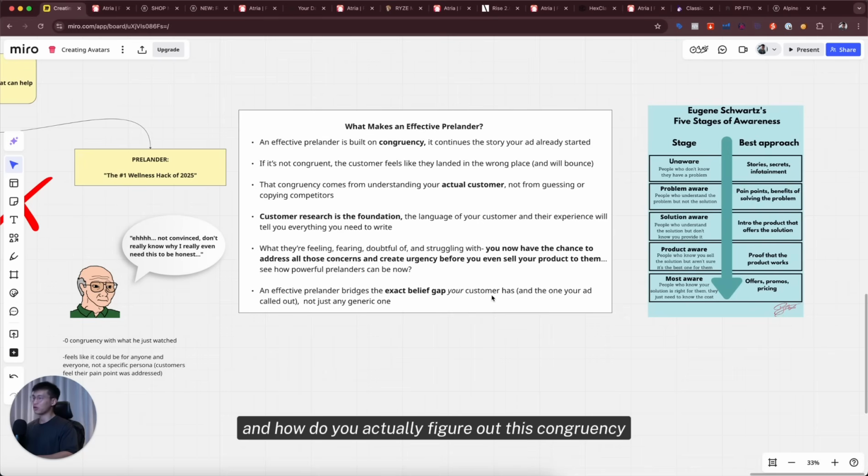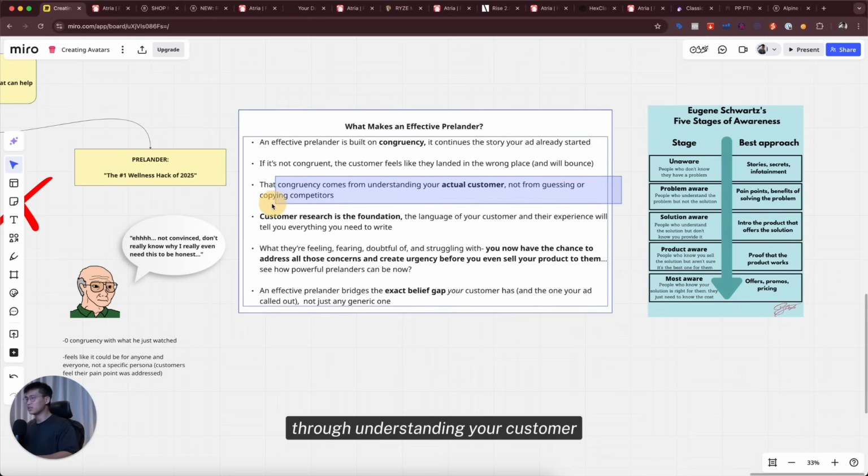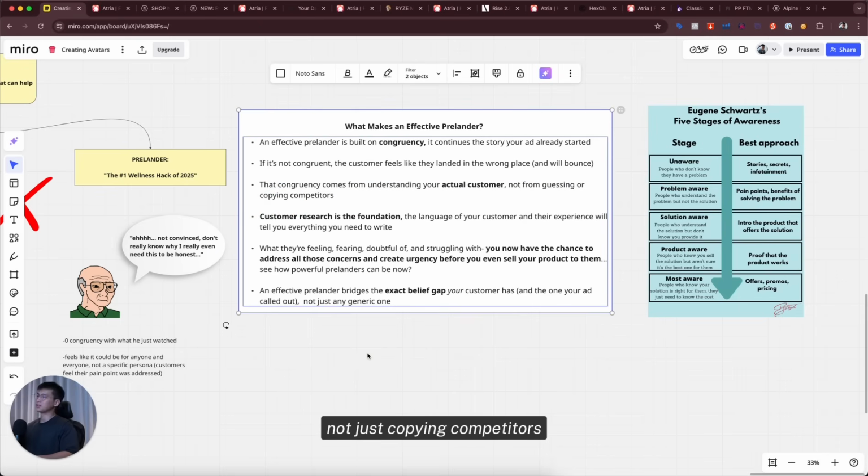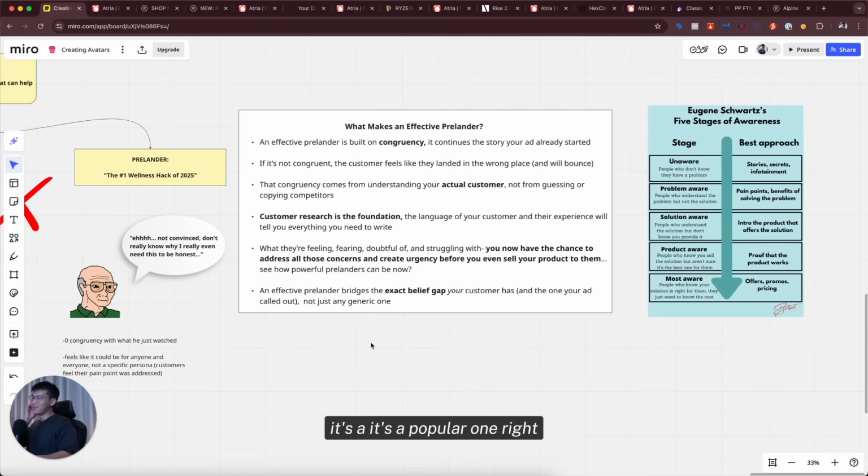And how do you actually figure out this congruency? Through understanding your customer, not just copying competitors. It's a popular one, right? People like to go to Funnelish or Neuro, these types of brands, and just copy what they're doing. What works for them may not apply to you, because your customer journey is very, very different. Besides that, know your current ad that's working well.